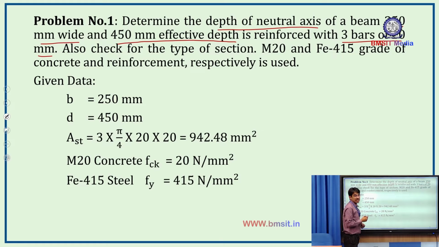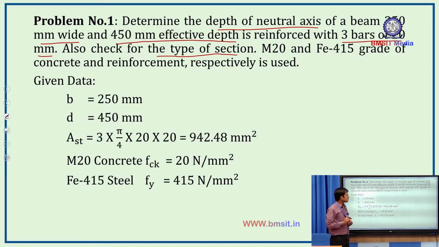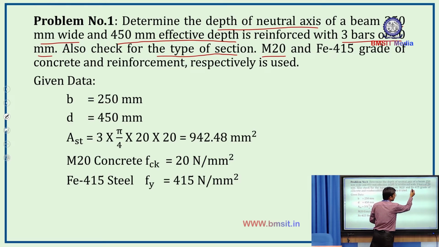Now this is asking what type of section. What type of section means the examiner is asking us to find out whether the given section is an under reinforced section, balanced section, or over reinforced section. The grade of the materials is also given: M20 for the concrete and Fe415 for the steel.